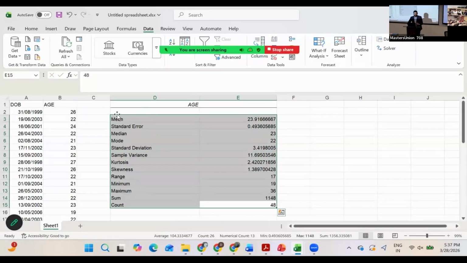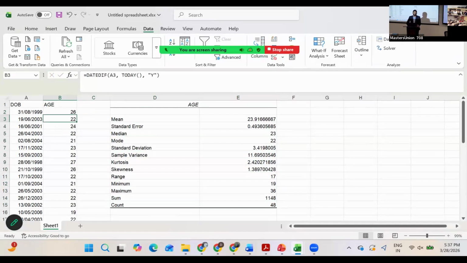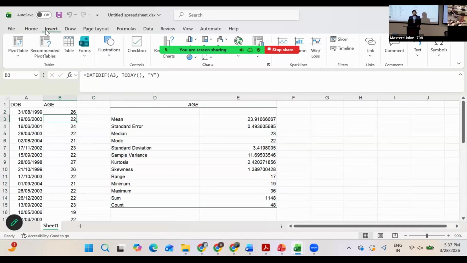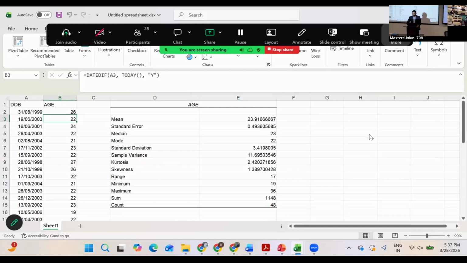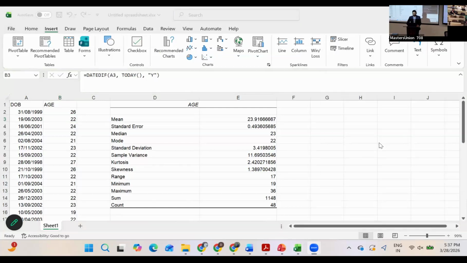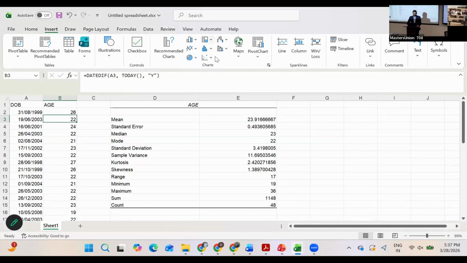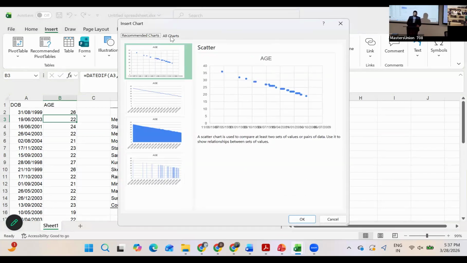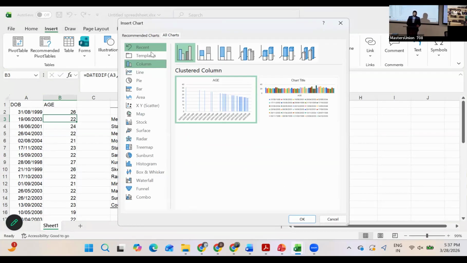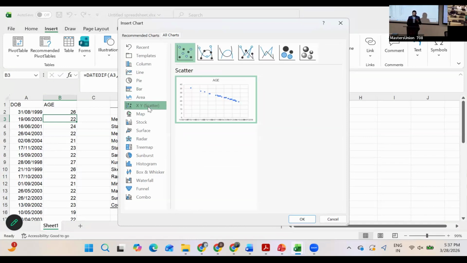This is one. And another thing that is of importance for us is, you see this insert tab? In this insert tab, you'll also see some charts here. You see these charts? In these charts, you will have column, line, pie, bar, area, XY scatter. I told you that I'll tell you what a scatter chart is like.